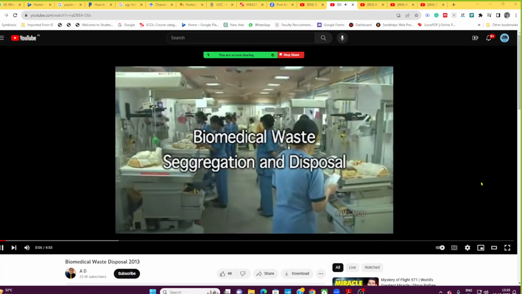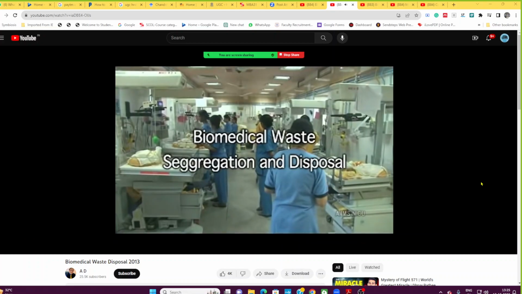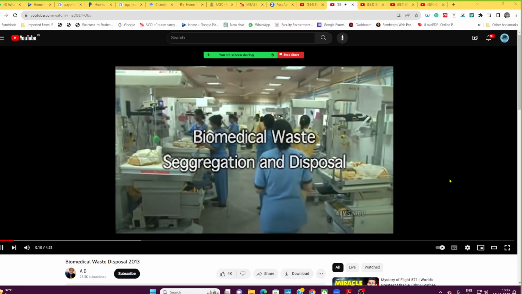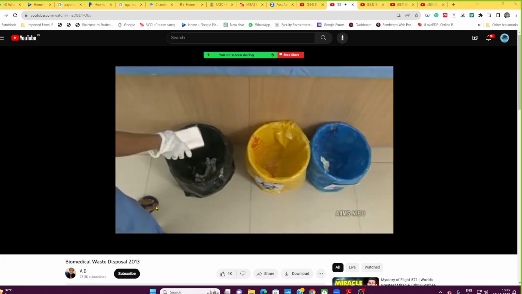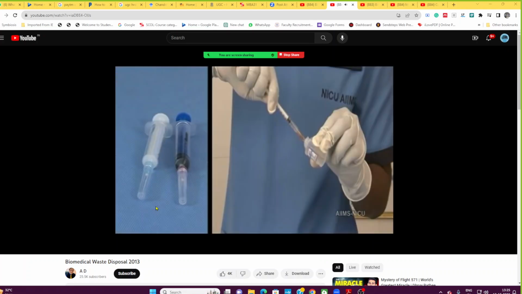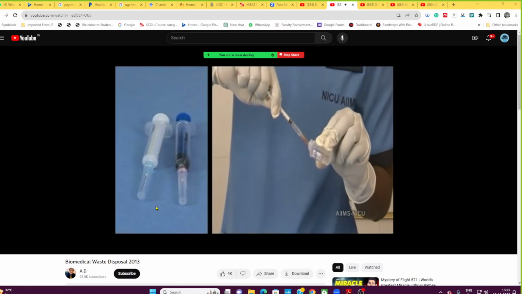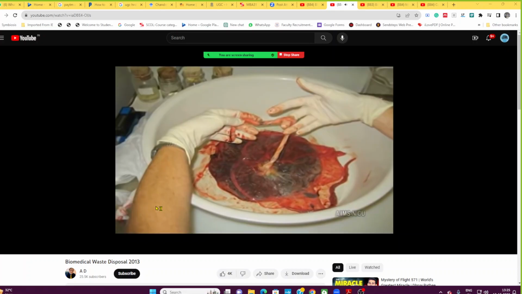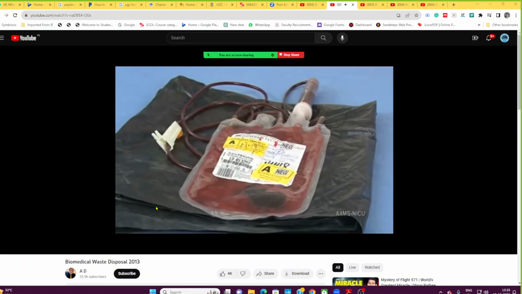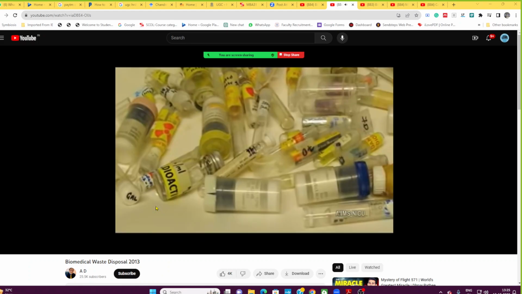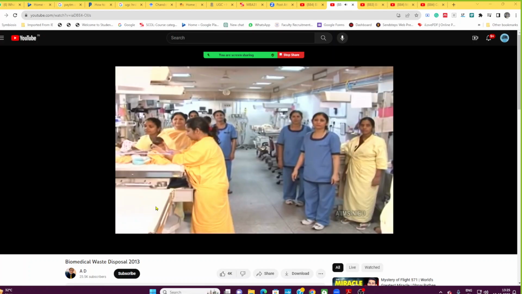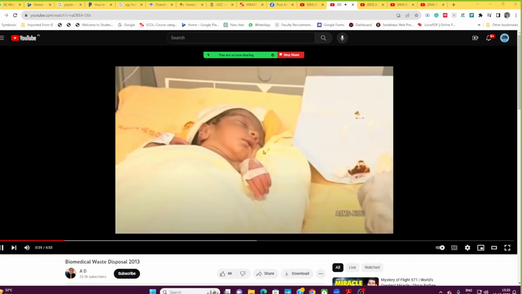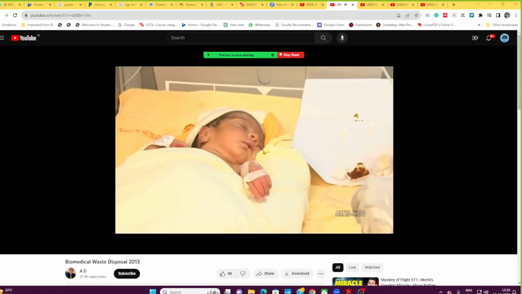In this video, we shall learn about biomedical waste segregation and its disposal. Waste is generated by healthcare activities and includes a broad range of materials. These are used needles and syringes, soiled dressings, body parts, diagnostic samples, blood, chemicals, pharmaceuticals, medical devices, and radioactive materials. Proper disposal of waste is important to protect the healthcare workers, the patients, and to keep our environment clean.